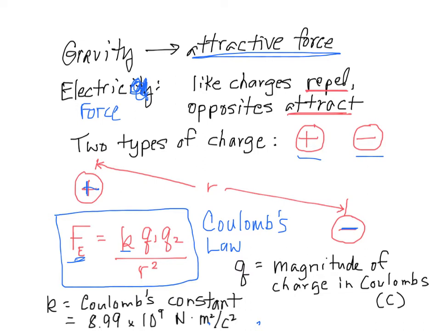I just wanted to introduce the similarities between the gravitational force and the electric force. Coulomb's law follows the inverse square law, so if I double the distance between those two charges, the positive and the negative, since they're attracting each other, the force is going to go down by a factor of 4. If I triple the distance, the force goes down by a factor of 9.